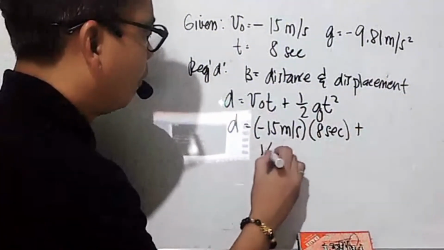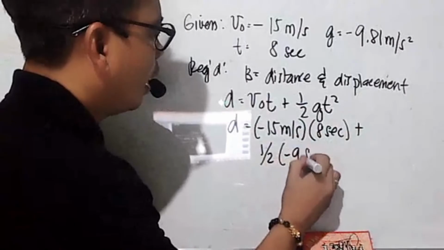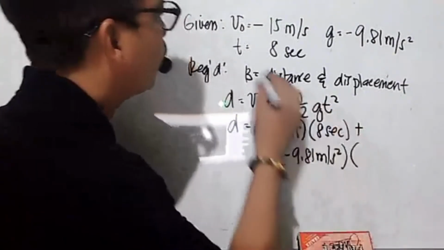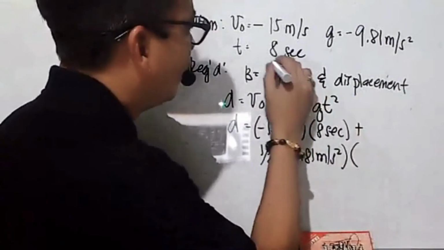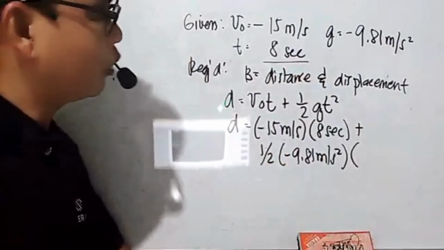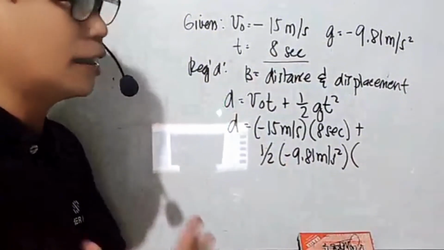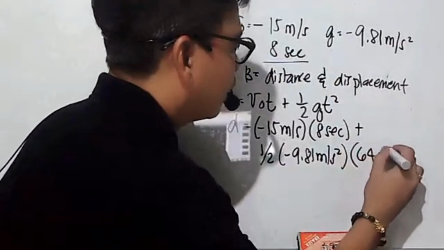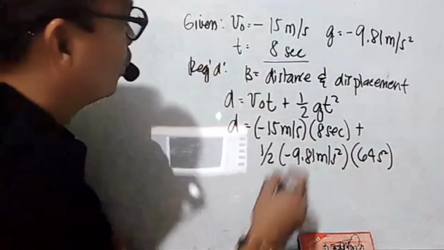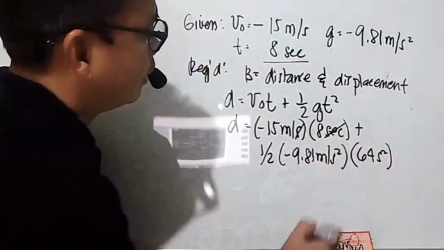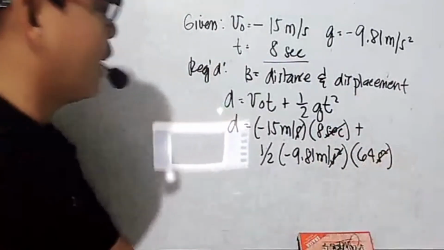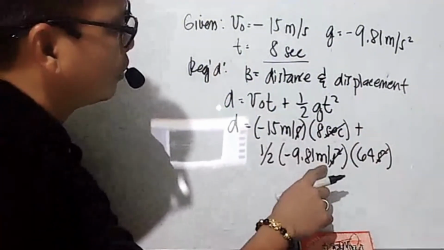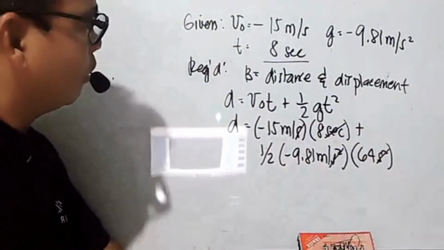So 1/2 multiplied by negative 9.81 meters per second squared, which is your gravity, and the square of your time, which is 8. I'll be squaring it. You could see the units cancel. 8 squared is 64 seconds squared. So seconds will cancel, second squared and second squared will cancel. Therefore, your final answer is in meters.